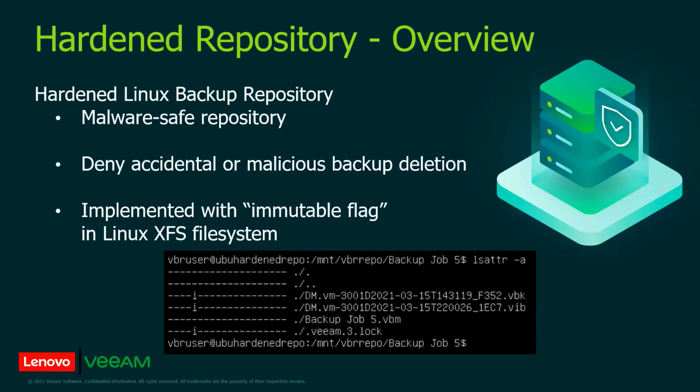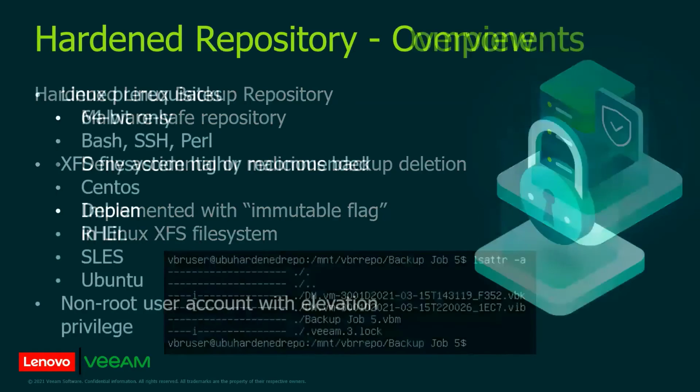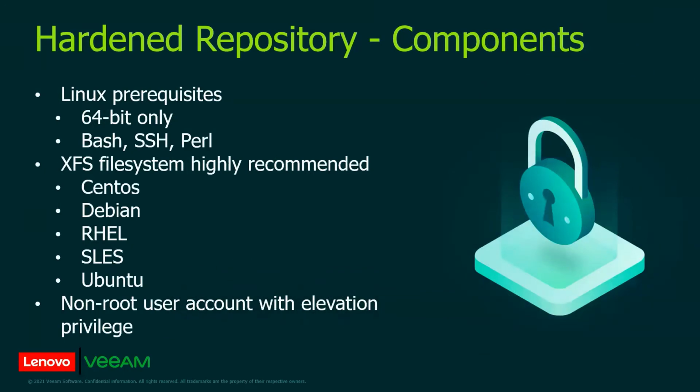The way we implement it is actually pretty straightforward. We take advantage of the immutability capabilities within the Linux file system. There are other Linux file system types which give you immutability. However, we do recommend XFS, for reasons we'll talk about later relative to the full backup requirements that this repository creates. Effectively, the backup can't be changed during the immutability period, so it's safe from accidental or intentional deletion.